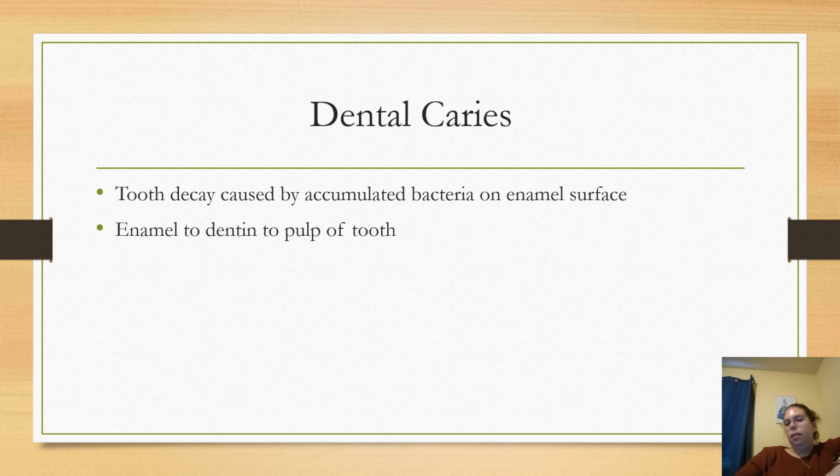And so dental caries, the cavities that we all hear about, tooth decay caused by accumulation of that bacteria on the enamel surface, and it goes from enamel to dentin to pulp of the tooth is how it progresses. So that's it for this one. Once again, reach out to me if you have any questions or concerns.